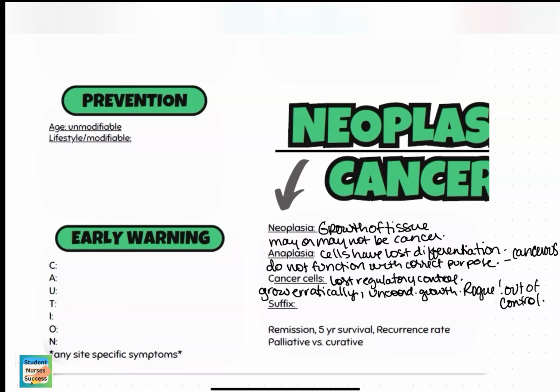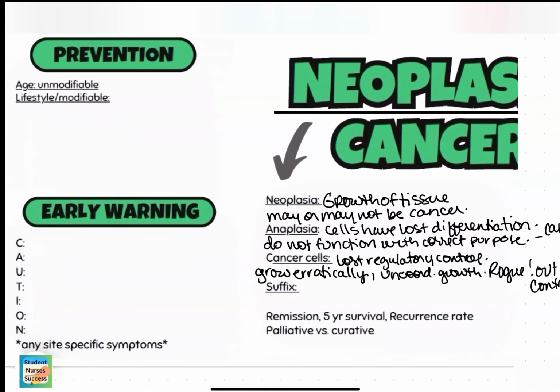Now, there are some suffixes on the end of tissues that would indicate that the tissue has become cancerous. Those suffixes would be carcinoma, sarcoma, or blastoma. So if you see a diagnosis that ends with any of these three suffixes, it has turned cancerous. For example, an adenoma is not cancerous, but an adenocarcinoma is.